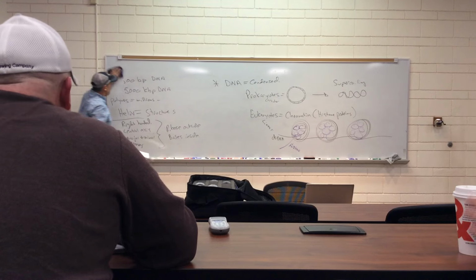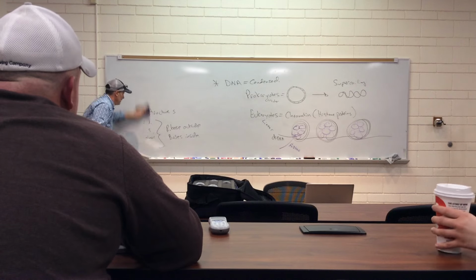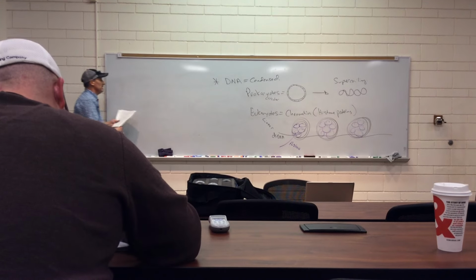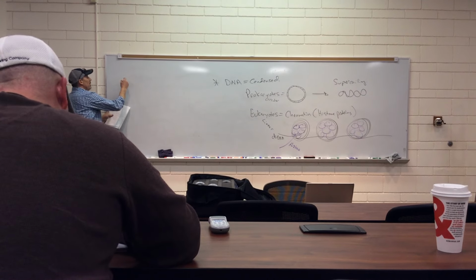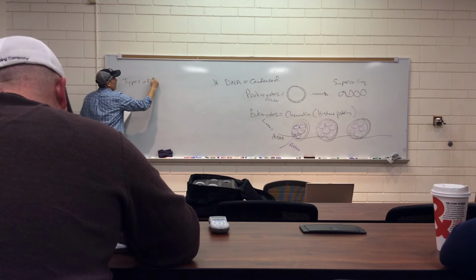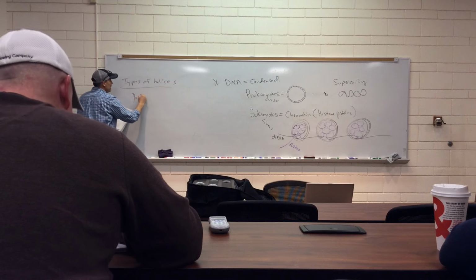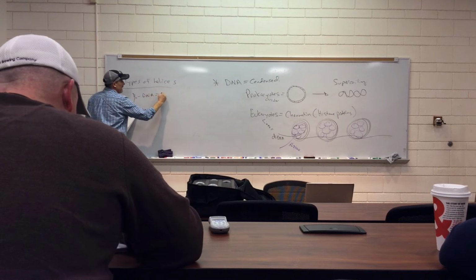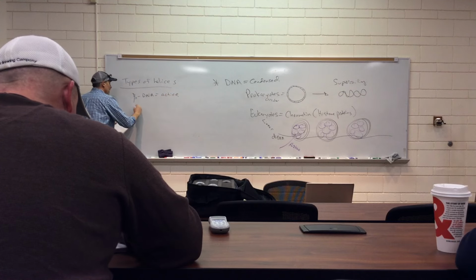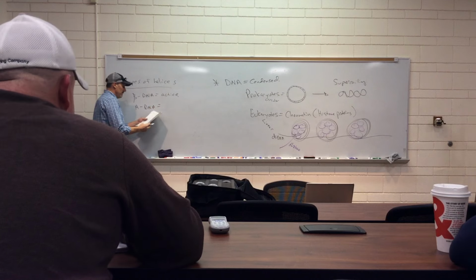I think we talked about the different types of DNA helices, the B helices, the Z helices, the A helices, I think, didn't we? So remember that there are different types of helices. B DNA is basically physiologically active and normal. We have A DNA, which is basically dehydrated, if you will.